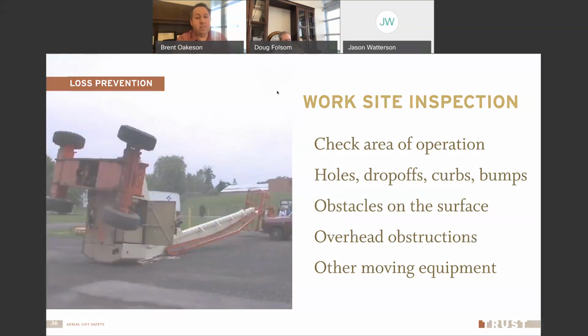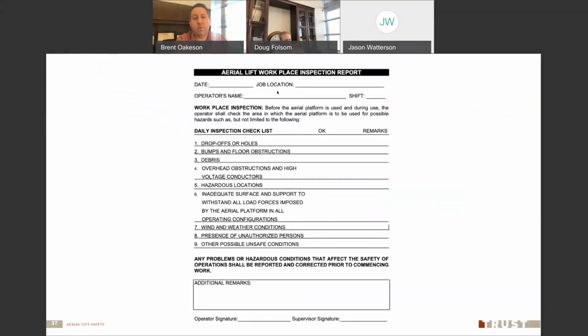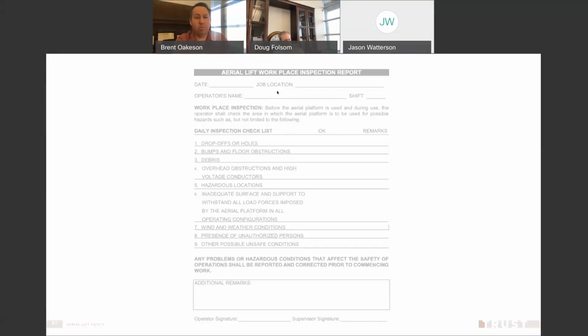One of the things you can use is another checklist as well, things that you might check for that we just talked about. The wind, the weather, other possible unsafe conditions, things that you want to see and check off before you use that lift. So we can share these with you as well, these inspection forms.